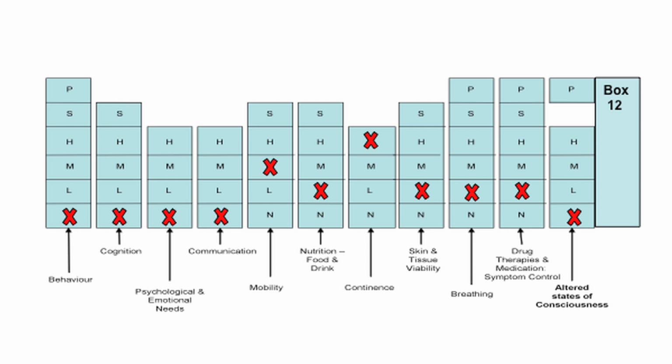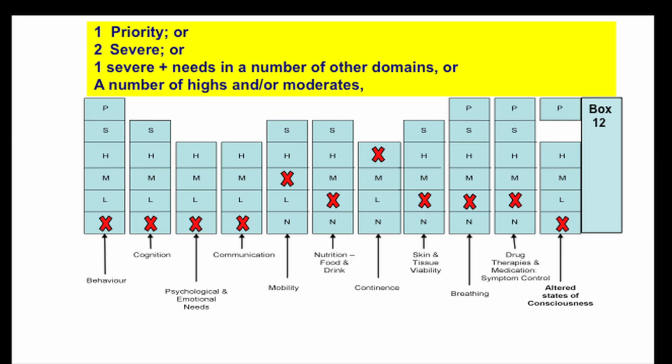Now the decision support tool is saying to us, if we get 1 priority, you would expect somebody to continue in care. Well, Pam doesn't have a priority. If you get 2 severes, you would expect somebody to continue in care. But Pam doesn't have any severes. If you get 1 severe and needs in a number of other domains, you would expect that. Well, she doesn't have any severes, and she doesn't have a number of highs. But the Court of Appeal said that she needs services of a wholly different kind, wholly different nature. And how can that be?